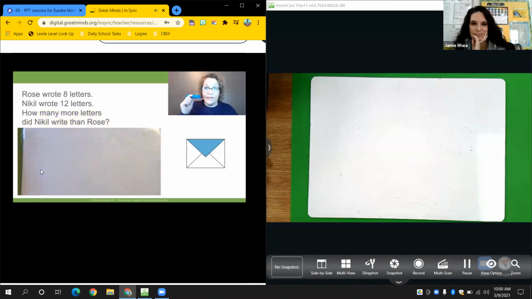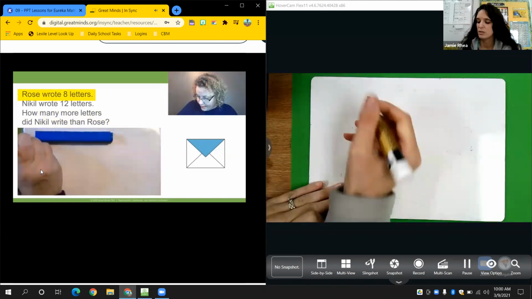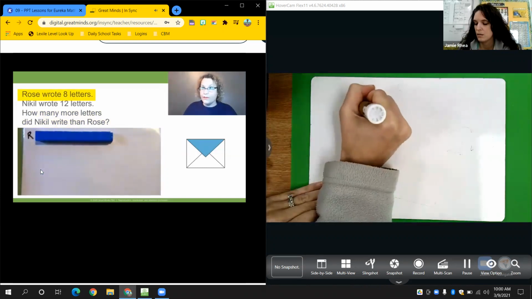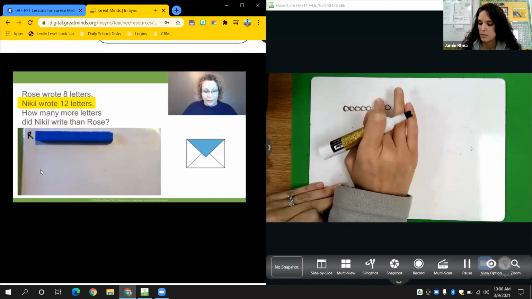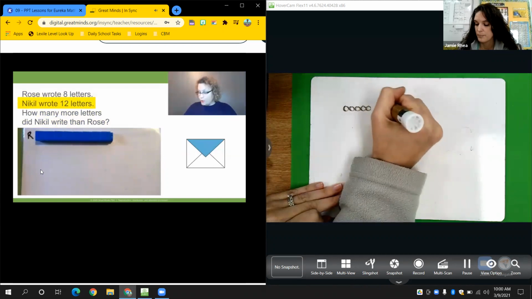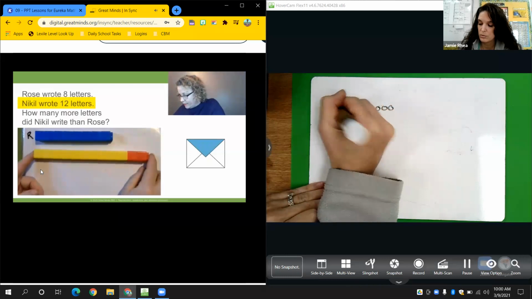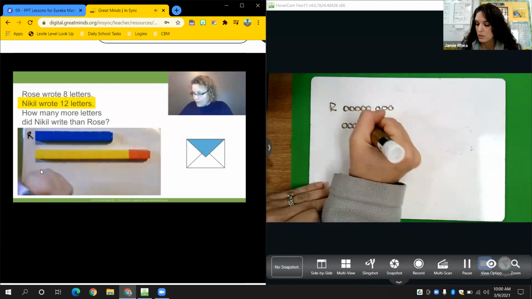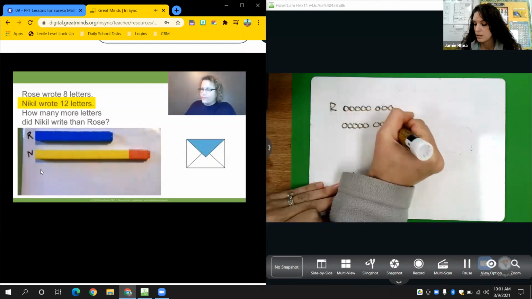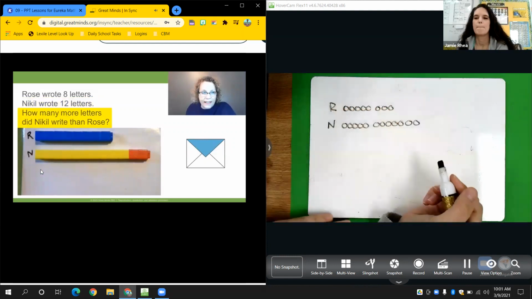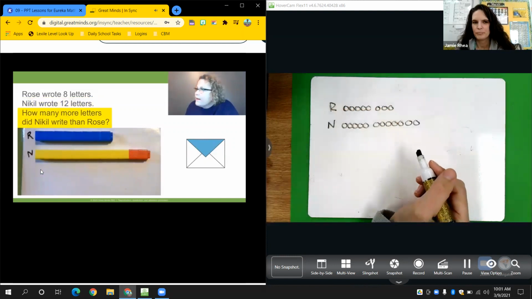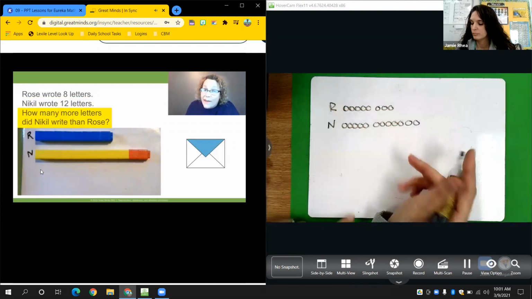So I'm going to actually have linking cubes represent the letters that Rose wrote. You can write it out, too. So let's do 8. This is Rose. I'm very visual. I can see that there's 8. Nikhil wrote 12 letters. Well, I have sticks of 10. So if I add 2 more to my stick of 10, that will give me 12. And I'm going to label this N for Nikhil. How many more letters did Nikhil write than Rose? Okay, I am finding this very helpful.